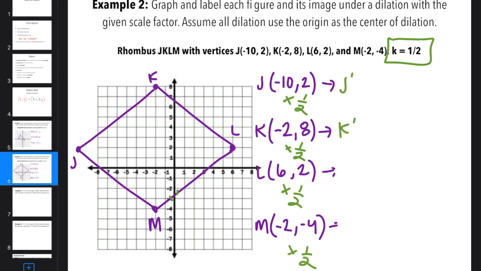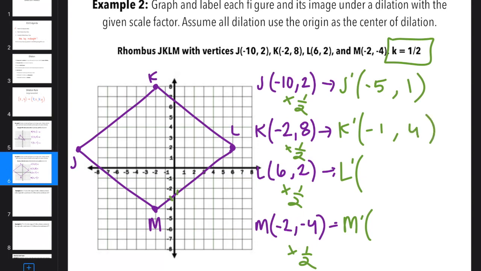So, time to figure out what our coordinates will be. J prime: -10 times 1/2, or divide by 2, gives me -5. 2 divided by 2 gives me 1. K prime: -2 divided by 2 gives me -1. 8 divided by 2 gives me 4. L prime: 6 divided by 2 gives me 3. 2 divided by 2 gives me 1. M prime: -2 divided by 2 gives me -1. And -4 divided by 2 gives me -2. There's my coordinates. So my last step is to graph.